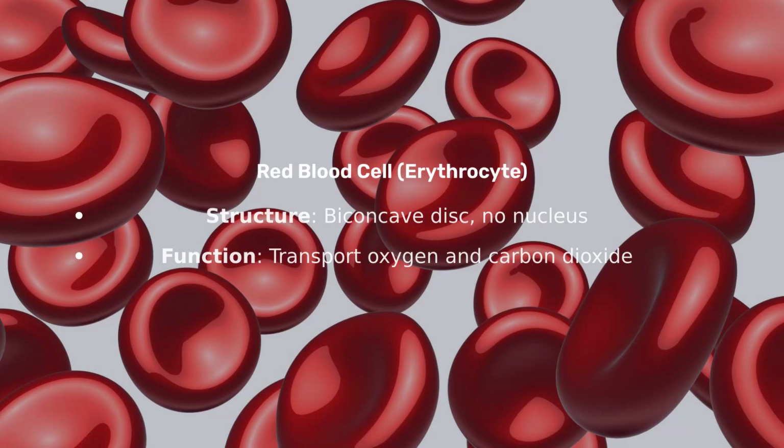Red blood cells, or erythrocytes, are another fascinating example. Their structure is a distinctive biconcave disc, and mature red blood cells lack a nucleus and most other organelles. This unique shape and internal simplicity maximize space for hemoglobin, a protein crucial for their function, transporting oxygen from the lungs to the body's tissues and carrying carbon dioxide back to the lungs.